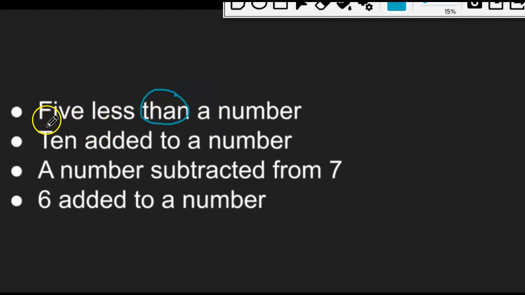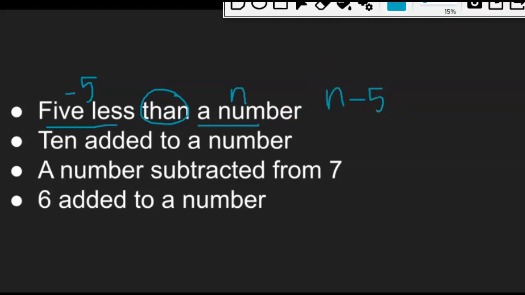And you say 5 less. 5 less means minus 5. And then a number is n. Could be B, could be C. But since it's the word than, it's comparing the other term to the other one. So instead of writing negative 5 plus n, we're going to write n minus 5, because it says 5 less than a number. So you're comparing it to the number, the 5 less.